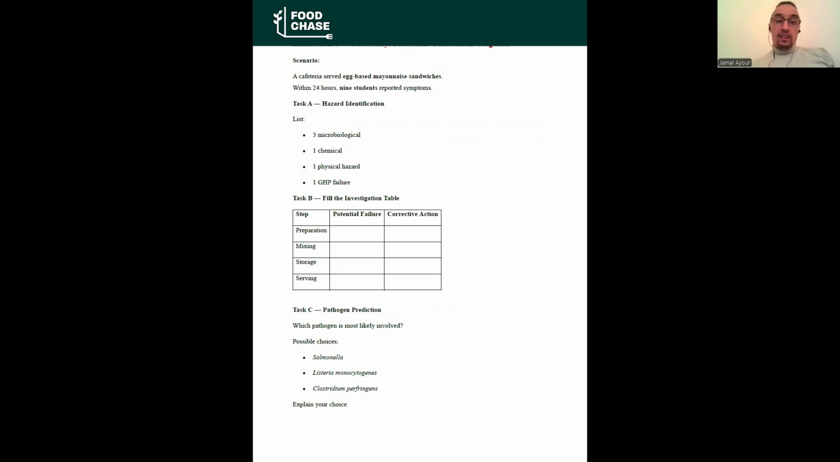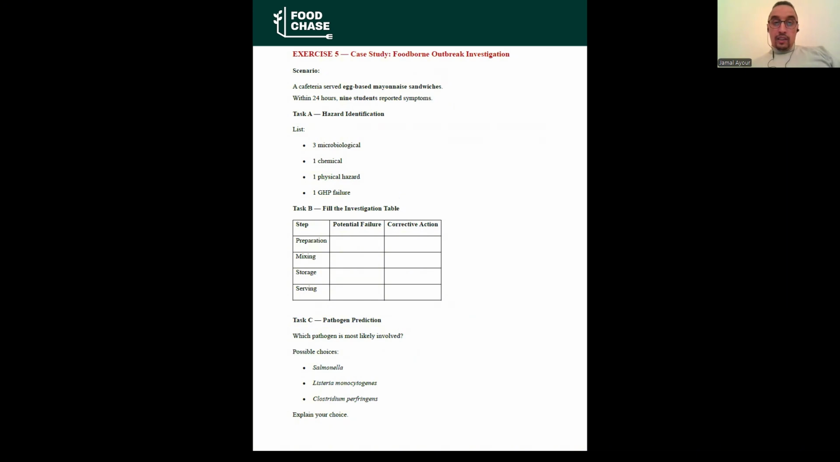Exercise number 5 is a case study about a foodborne outbreak investigation. The objective of this exercise has 4 tasks: Task A, B, C, and D. The first task is hazard analysis, hazard identification, with a list of 3 microbiological hazards, 1 chemical hazard, 1 physical hazard, and 1 GHP failure.